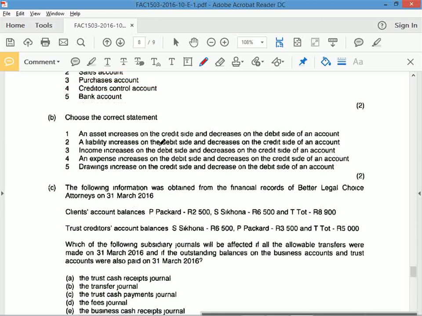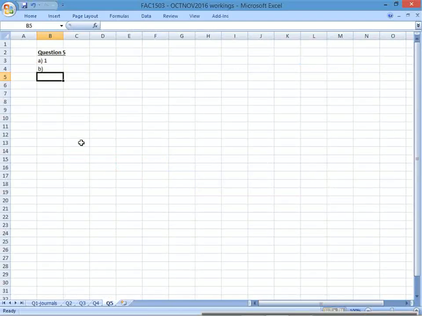An asset increases on the credit side, you know that's false, so you can already cross that off. A liability increase on the debit side, you also know that's false, you can already cross that off. Income increase on the debit, you should know that's false, that's also false. An expense increase on the debit, that's true, and decreases on the credit, that's also true. So 4's looking good. 5 says drawings increases on the credit. You know that's wrong. Okay, D for drawings, D for debit. Option 4 is correct. Did you guys choose that? Perfect.